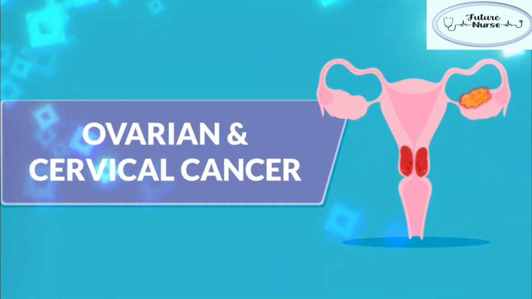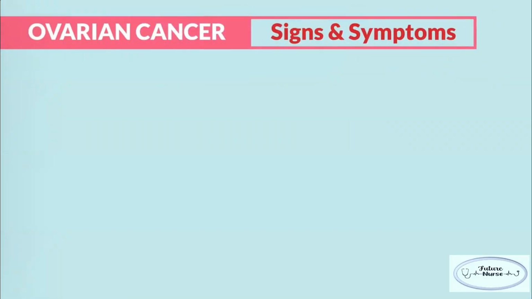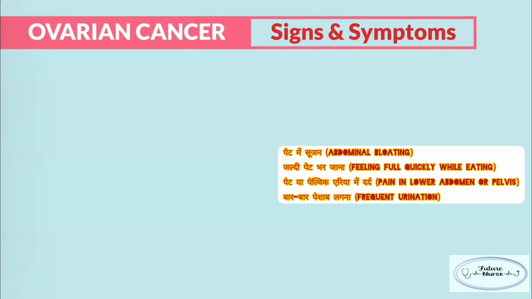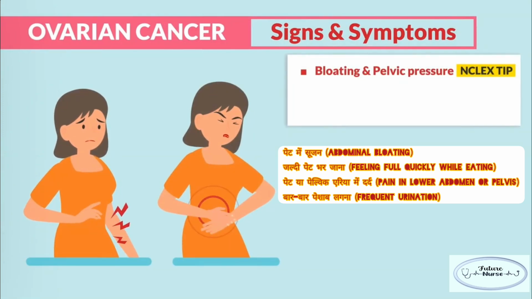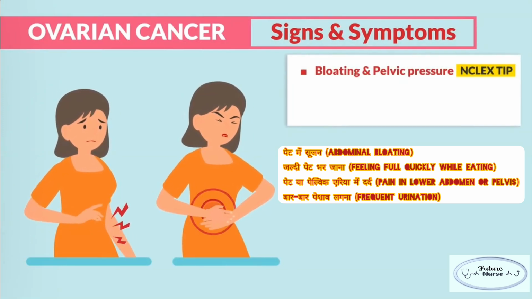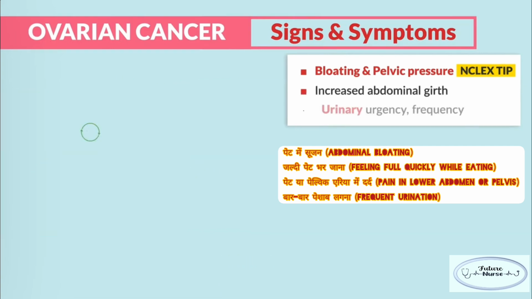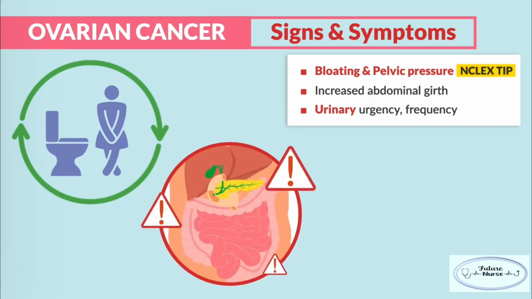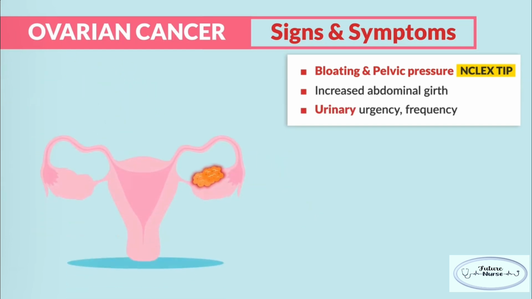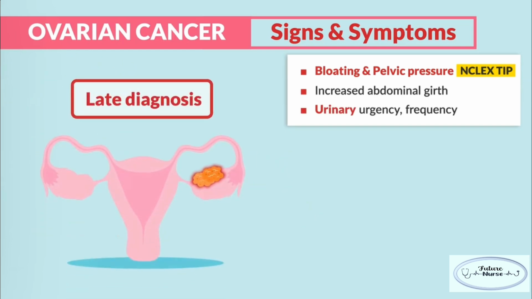Is our next topic. Starting with ovarian cancer, the signs and symptoms are typically subtle, starting with bloating and pelvic pressure. Big NCLEX tip, I would write that one down. Bloating and pelvic pressure, as well as increased abdominal girth and urinary frequency with GI problems. Most ovarian cancers are diagnosed late because of the very subtle non-specific symptoms.